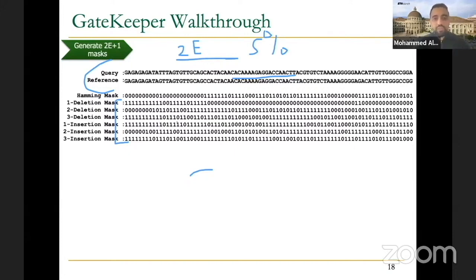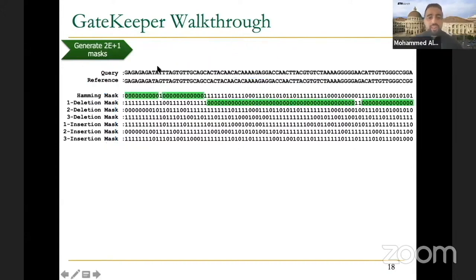Again, I lost the cursor. Let's delete the drawing. Yeah. So as you can see here, hopefully you still can see the cursor.